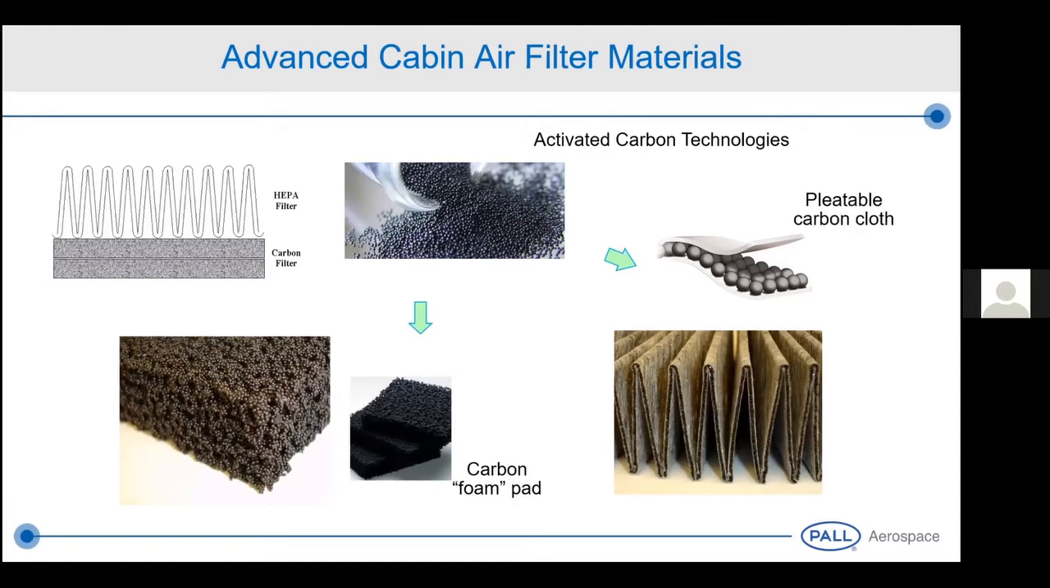And of course, there are different ways that you can pack this technology. You can use a packed bed. You can have a pleated activated carbon cloth. However, because of the restrictions that we have in the ECS concerning flow pressure drop and also space, excuse me, the technology that we use is a carbon foam pad that you can see on the left-hand side at the bottom of the slide. And the advantage of using this material is that we have a minimum pressure drop, which also helps with the life of the HEPA pack.